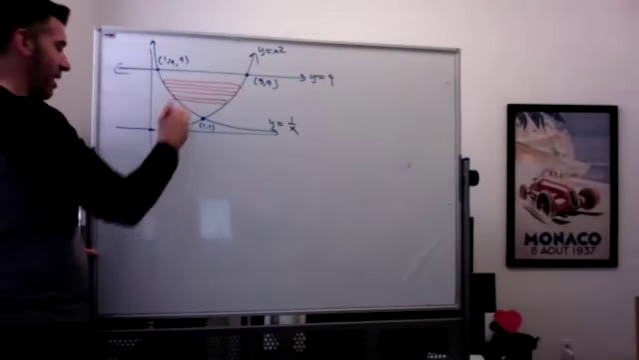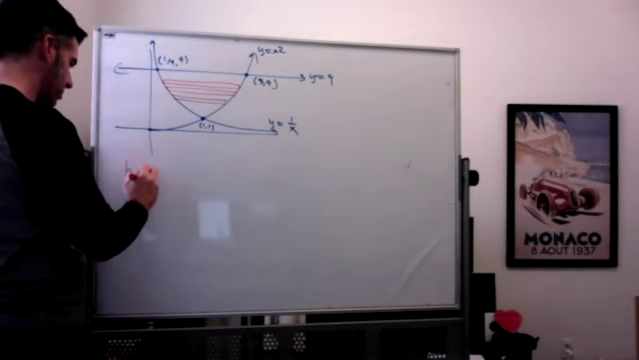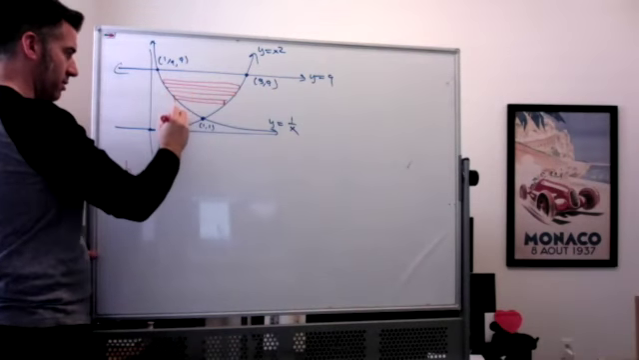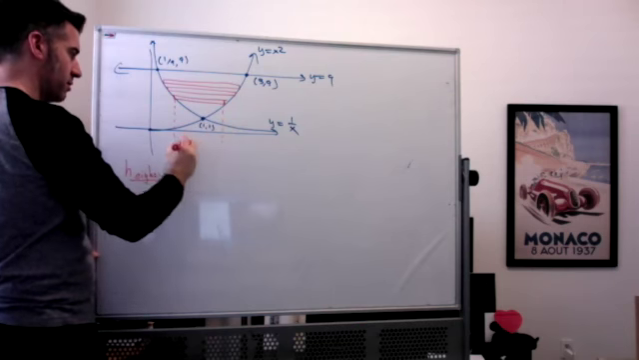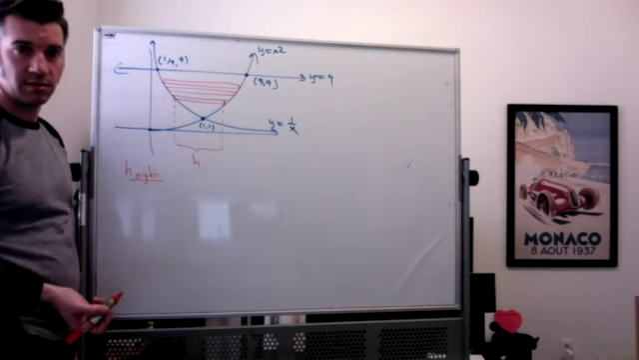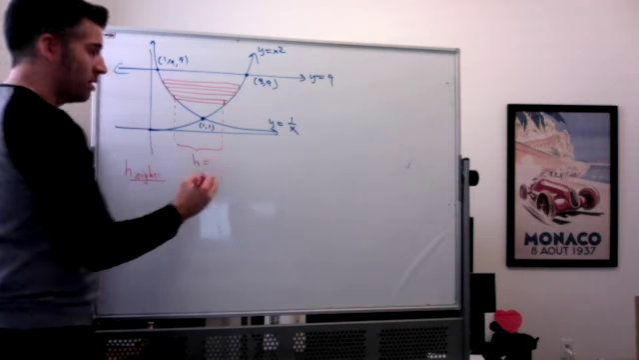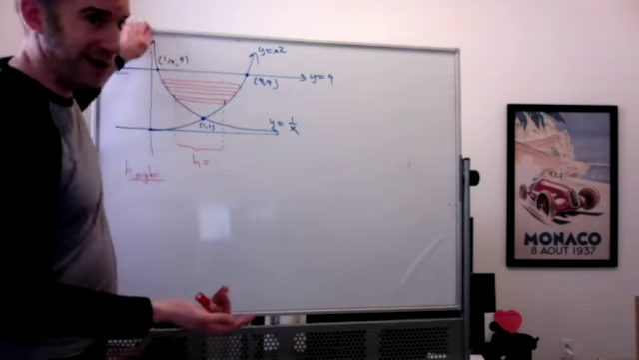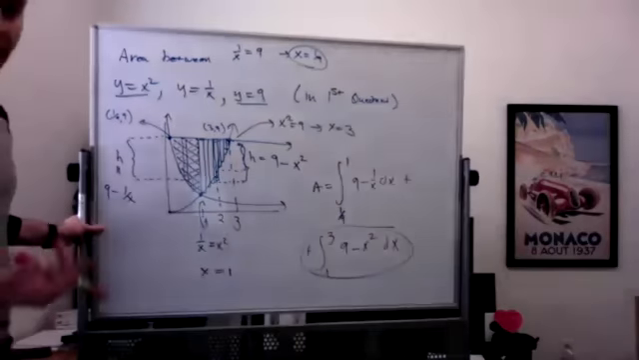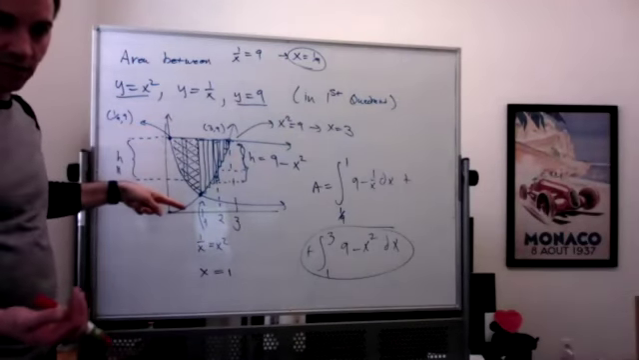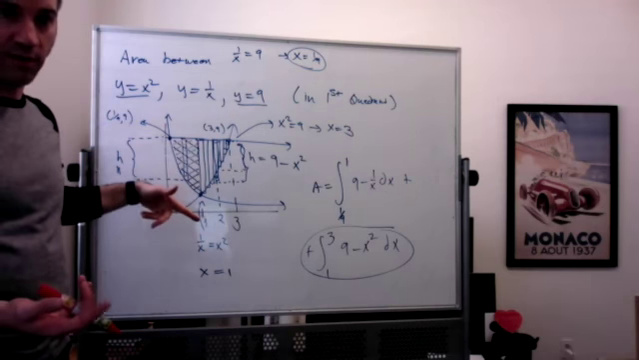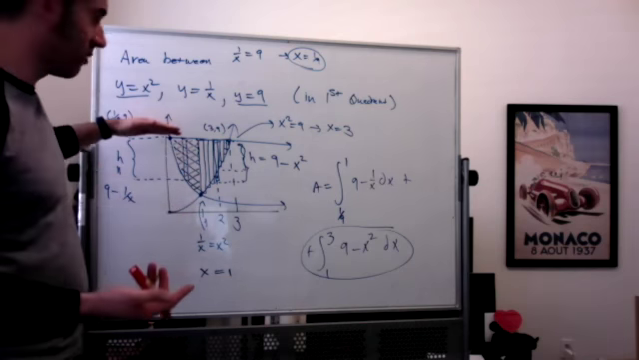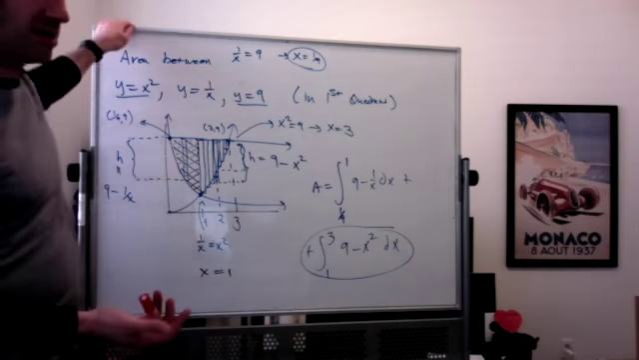Here, to find the height of the rectangle, it's going to be this minus this, right? That's your height. When your rectangles are vertical, like on the other side, you find the height by doing your bigger thing minus your smaller thing, right? Your top minus your bottom. If you do it the other way around, you'll get a negative value, right? You always have to have bigger values minus smaller values.